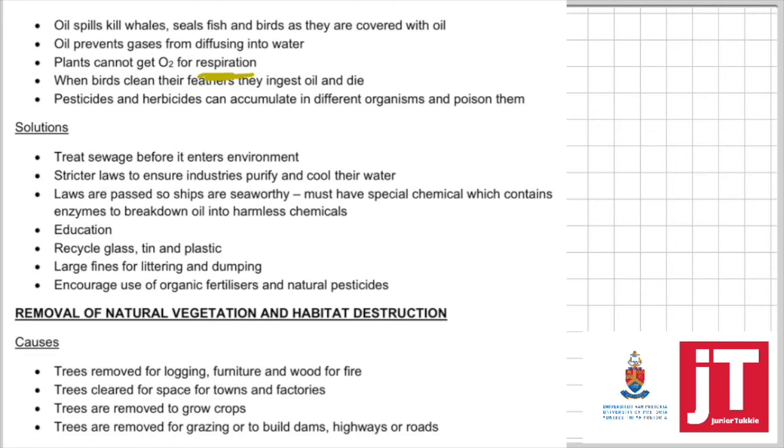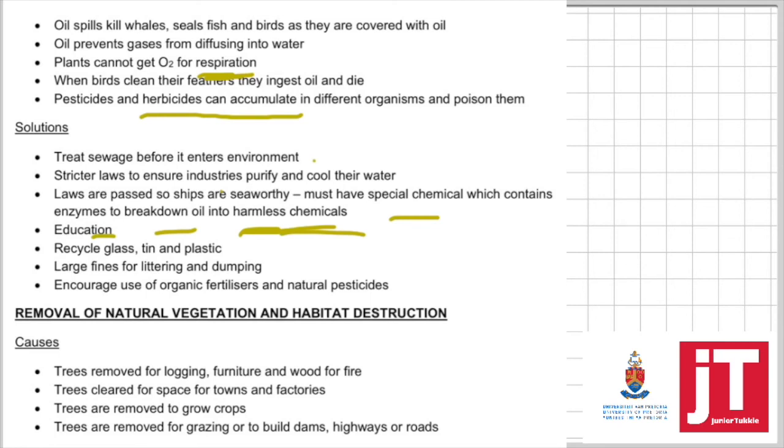When birds clean their feathers, they will ingest the oil and they die. Pesticides and herbicides accumulate in different organisms. They can poison them. So what are the solutions? You treat sewage before it enters the environment. Stricter laws so industries purify and cool their water. Laws are passed so ships are seaworthy, so they must have special chemicals like enzymes to break down the oil into harmless chemicals. Education.